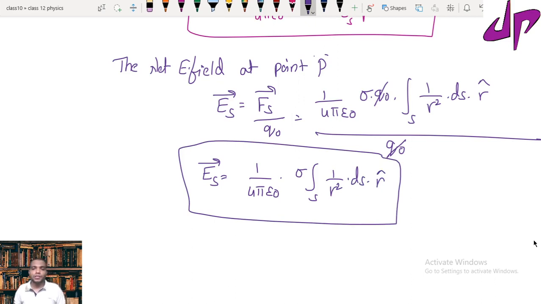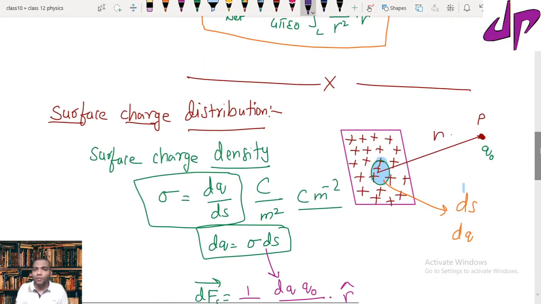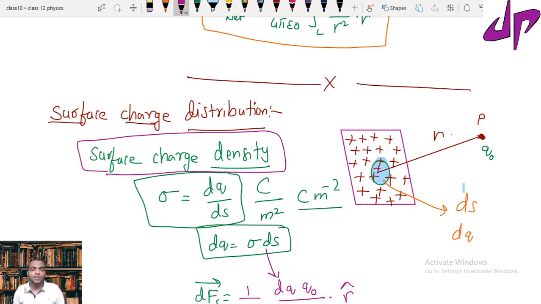By seeing this expression, don't be frightened. It's very easy. This is the electric field expression to find out the electric field due to this surface at the given point. Because of this charged surface, we define a quantity known as surface charge density. According to this definition, surface charge density sigma equals charge per unit surface.